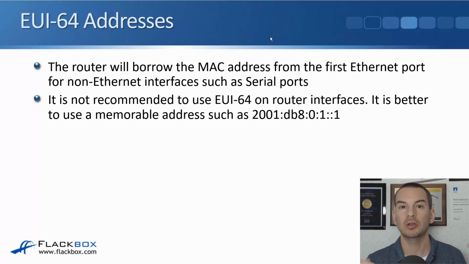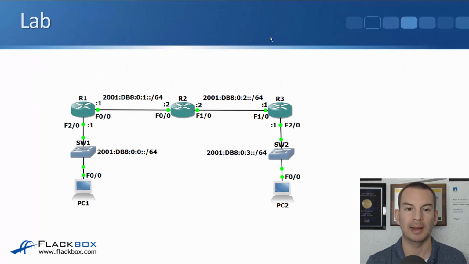If you configure this on a non-Ethernet interface on the router, like a serial interface, it will borrow the MAC address from the first Ethernet port. And it's not recommended to do this, okay? Do not use EUI-64 addresses on your router interfaces, because if we look at the lab topology diagram here, here is where we have configured manual addresses.